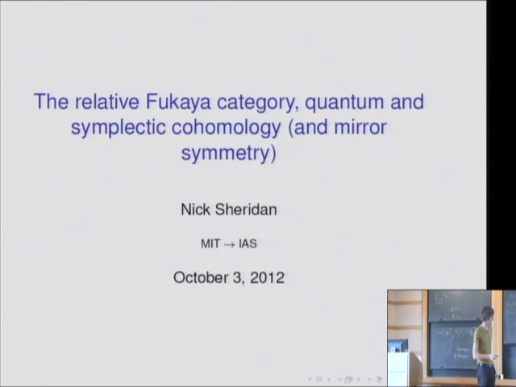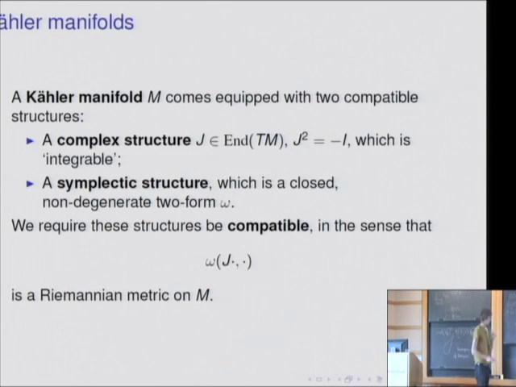Okay, so thanks for coming, everyone. I'm going to talk about invariants of Kähler manifolds. Let's remind ourselves what a Kähler manifold is. It comes equipped with two compatible structures. A complex structure, which is some endomorphism of the tangent bundle whose square is minus the identity. And this has to be an integrable complex structure, so our transition maps are holomorphic.